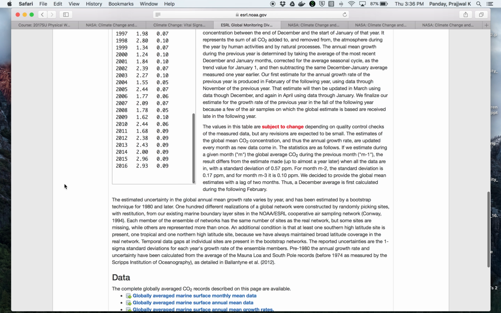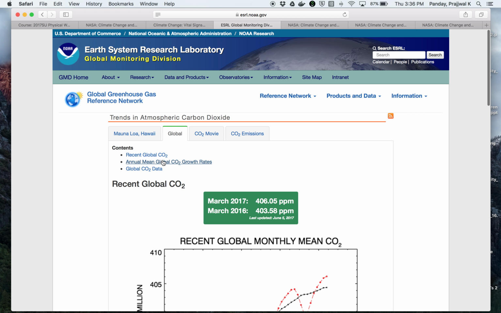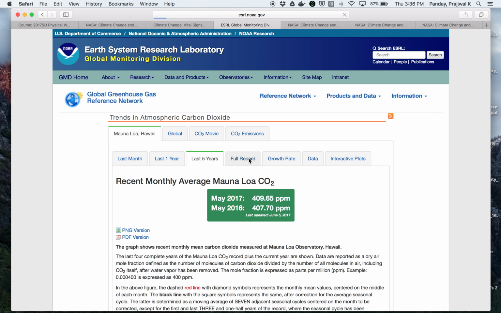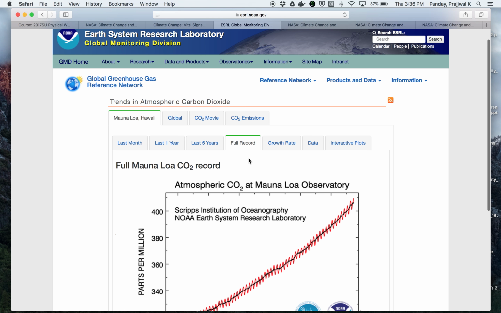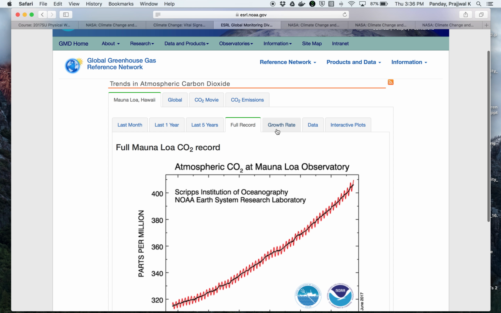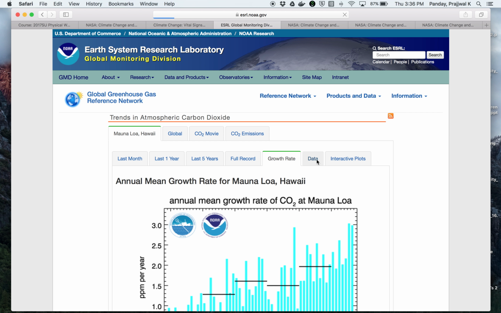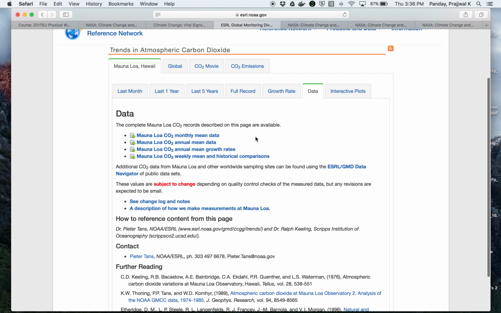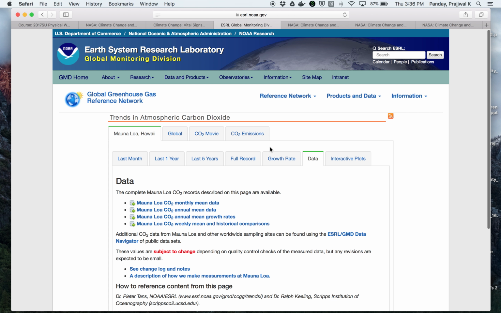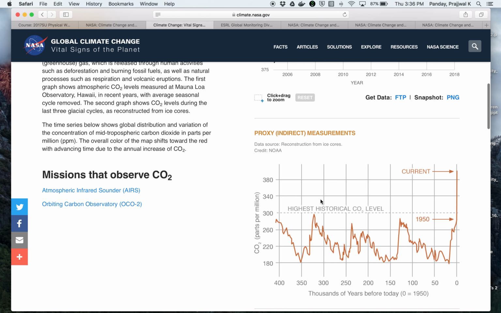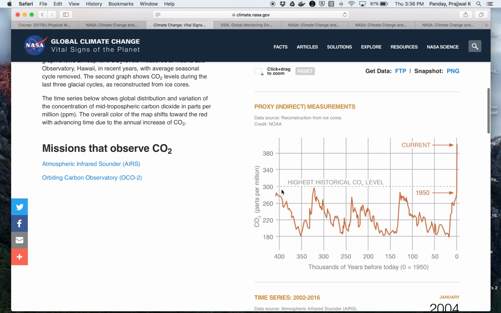Again, there's a lot of data here for the global concentration. If you look at the full record, this is the full record. Again, there's lots of data here that shows how the carbon dioxide has been measured and has been changing. But the more important part is that carbon dioxide has never been above this 300 parts per million threshold, and this is why it's very concerning.